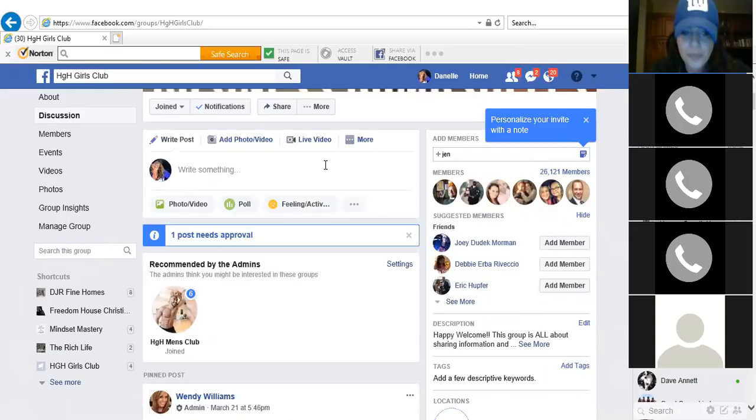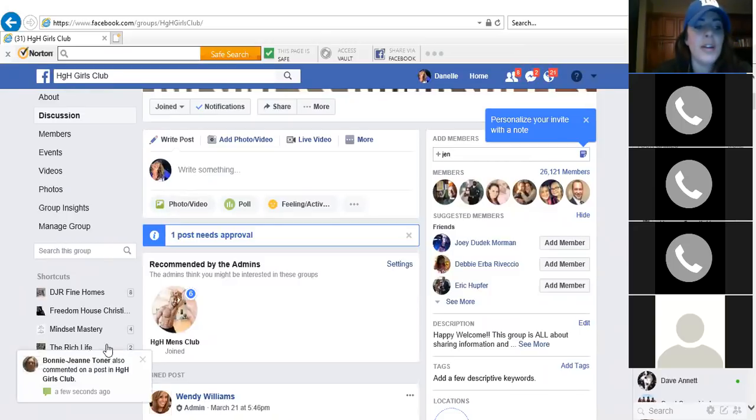Number two, when you get a new person on your team, you want to teach them to go in and add 20 people to both pages, no more than 20, because they're new and they're going to freak out if they've never done network marketing when they get 5 to 7 people saying, give me info, give me info, give me info. So, Bonnie Jean's commenting.